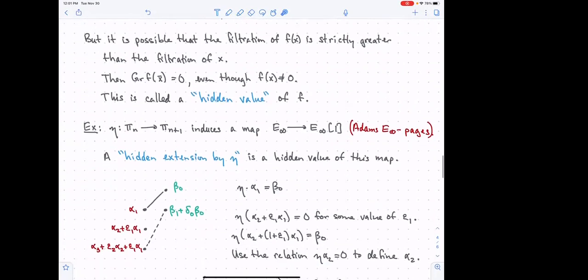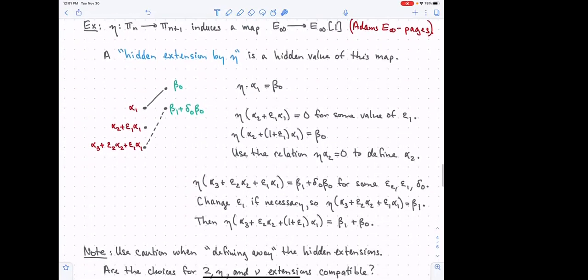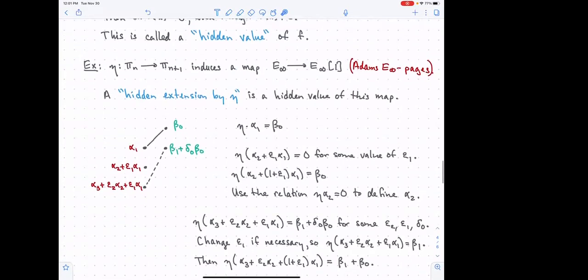Okay, so let's draw some pictures and look at an example here. What I've got here is a little snippet of the sort of thing that you might see on an Adams E-infinity page. This vertical column is like an associated graded for pi n, and this vertical column is like an associated graded for pi n plus 1. This has 3 stages to the filtration, and this has 2 stages, and they're in different degrees. The filtration is plotted on the vertical axis, so going up is higher filtration as you go up the picture.